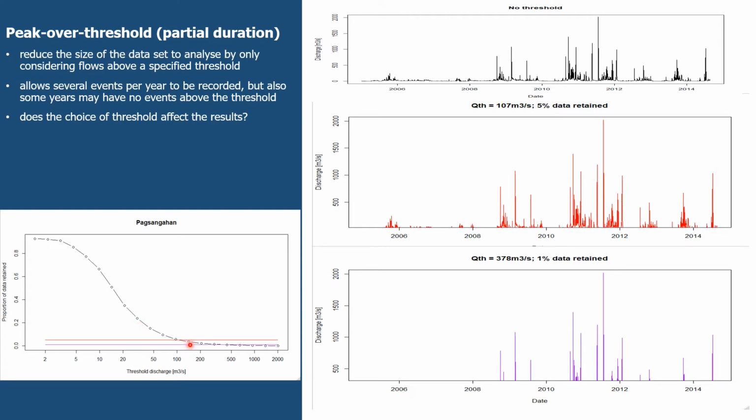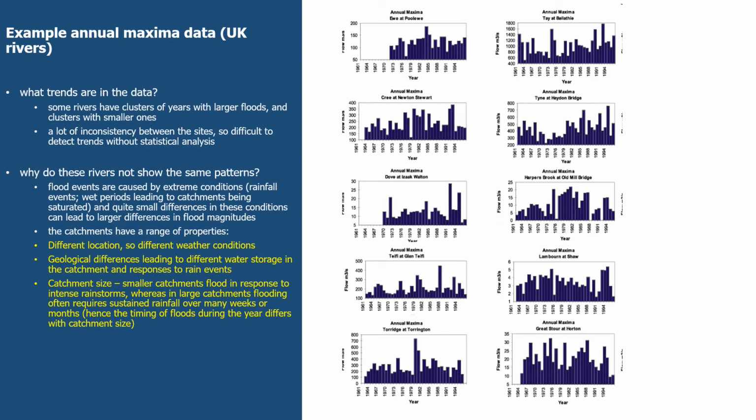So thresholding the data certainly reduces the size of our data set, and we can use this curve to assess what is an appropriate threshold for a different river. 1% is very commonly used for this sort of analysis, but depending on the flow regime, different thresholds may be appropriate.